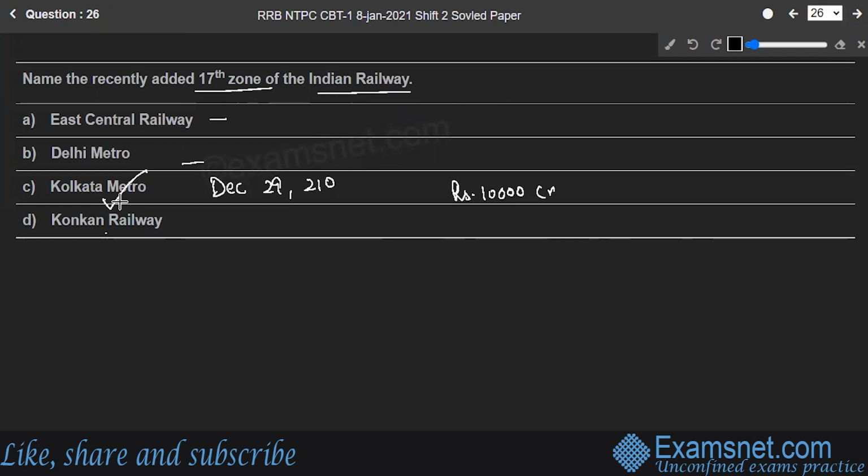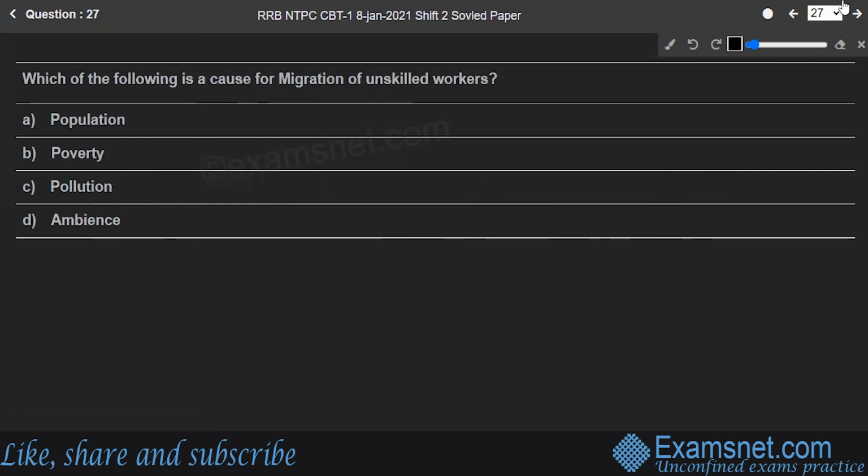This is a company with equal equity participation from Government of India and Government of Delhi. It built and operates the Delhi Metro. Konkan Railway is a subsidiary zone of Indian Railways. So we have option C as the correct answer to this question. Hope you got that. Next is question number 27.